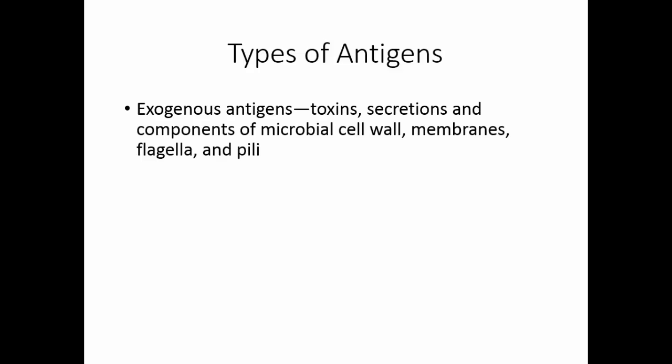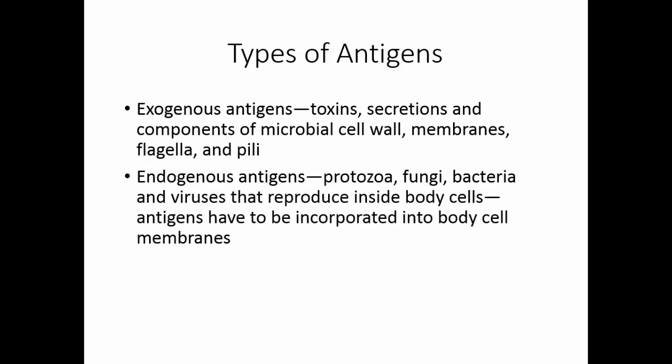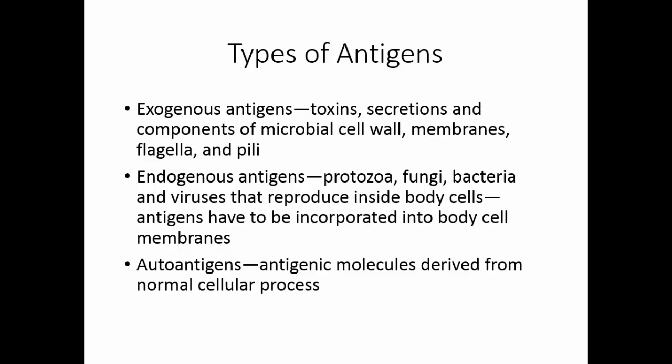Exogenous antigens are toxins, secretions and components of the microbial cell wall, membranes, flagella, pili, all of those foreign kinds of things. Endogenous antigens are protozoa, fungi, bacteria, and viruses that reproduce inside body cells. Their antigens are incorporated into body cell membranes so that we see them as though they're on our cells. Autoantigens are antigenic molecules derived from normal cellular processes.